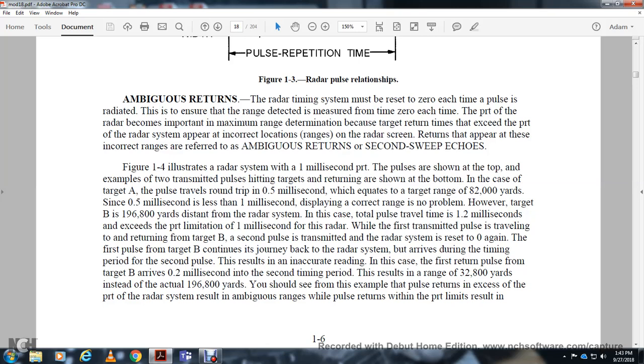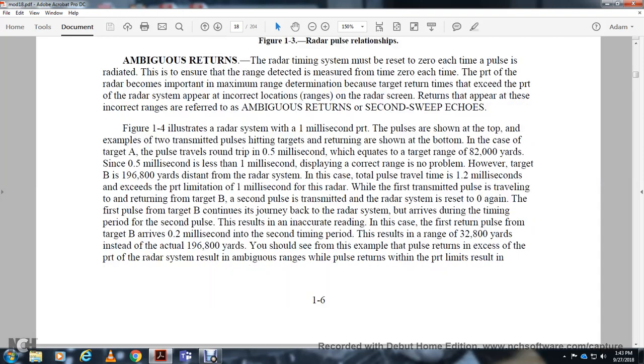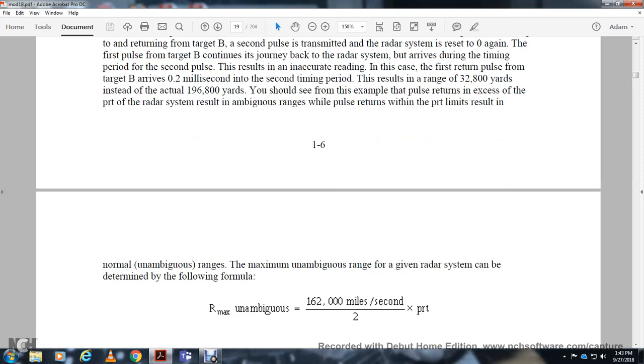You should see the example of a pulse return in excess of the pulse repetition time of the radar system. The result is an ambiguous range. Pulse returns within the pulse repetition time limits result in a normal unambiguous range. The maximum unambiguous range of a given radar system can be determined as follows: radar maximum unambiguous range equals 162,000 miles a second over 2, times the pulse repetition time.